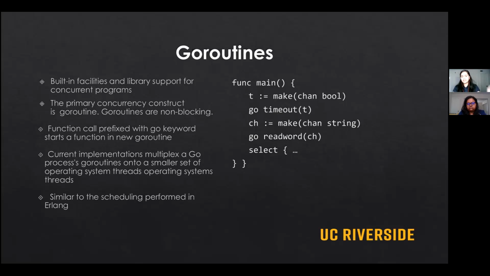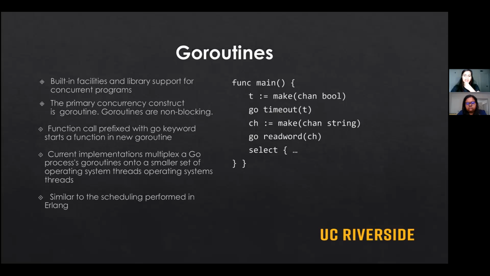So timeout and read word are started in parallel. In this case, main will actually wait on channel ch from read word. So read word is passing some data, and whenever that channel becomes ready, it is detected by the select statement here. So based on whichever channel becomes ready, either from timeout, that is T, or from read word, which is ch, that Go routine's execution is taken forward. Very simple.